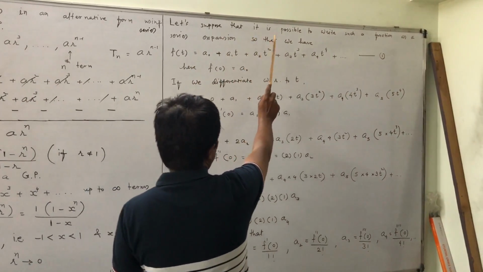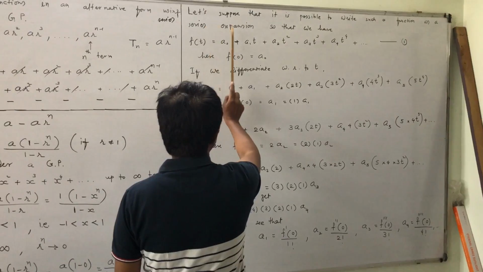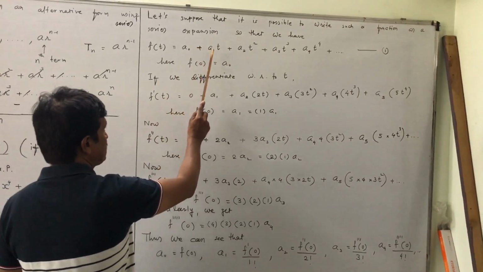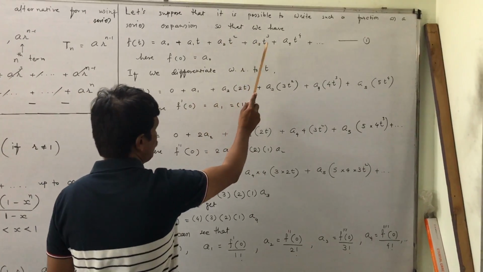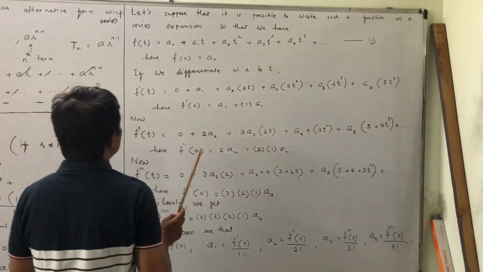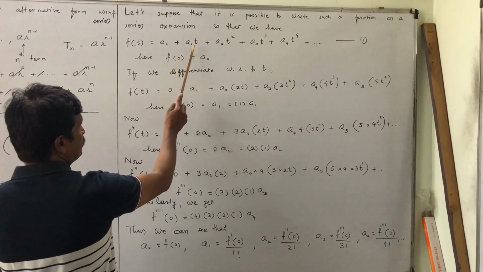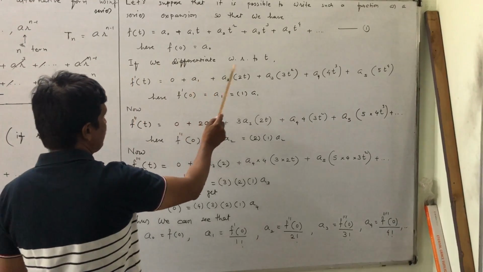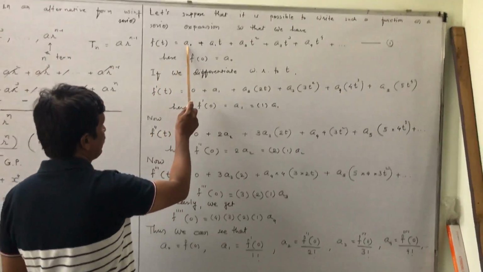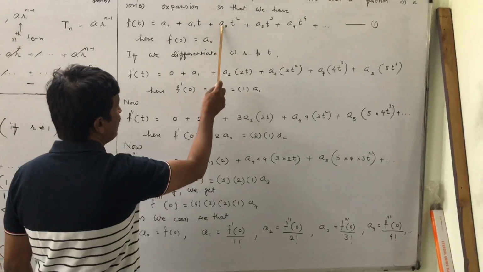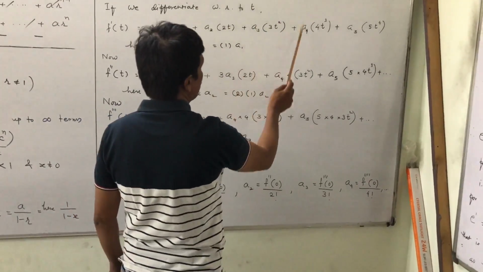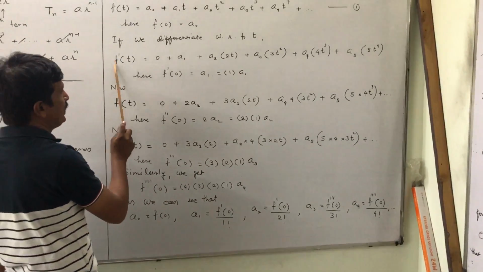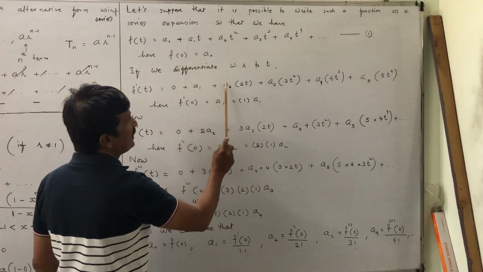Let's suppose that it is possible to write such a function as a series expansion so that we have f of t equal to a naught plus a1t plus a2t square plus a3t cube plus a4t raised to 4 plus and so on. Here f of 0, these terms are 0, so f of 0 is a naught. If we differentiate with respect to t both the sides, f dash t, a naught is constant term, so 0, a1, a2 into 2t, a3 into 3t square, a4 into 4t cube plus a5 into 5t raised to 4. If we take t as 0 here, f dash 0 is a1, these are 0.